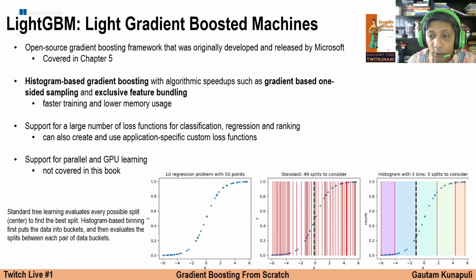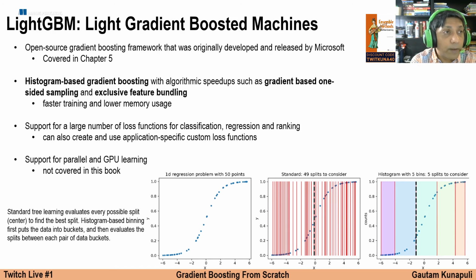H2O AI has their own implementation of gradient boosting. There is CatBoost, which is a gradient boosting that is specifically tailored for categorical problems. So there's a bunch of different implementations, and broadly they offer very similar kinds of performances, the similar kinds of functionalities, but under the hood, they're all doing things in a slightly different way. And we're going to talk about a couple of those things here.